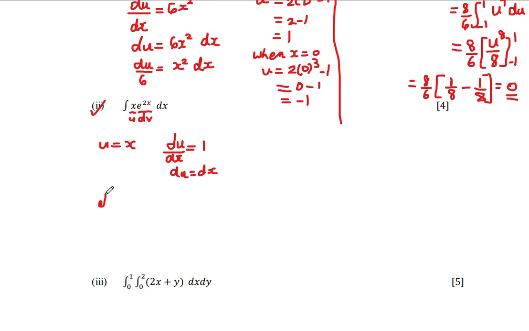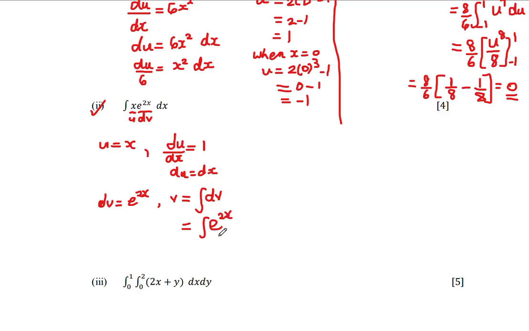And then for dv, dv is equal to e to the 2x. And from dv we need to derive v. So from u we need to derive du, which we did. And from dv we need to derive v, which we are going to do. So to derive v, we're going to actually integrate dv. So the integral of dv will give us v, which means now that we're going to integrate e to the 2x.